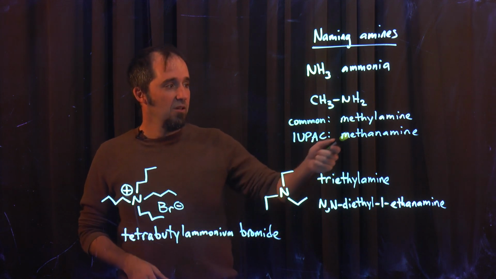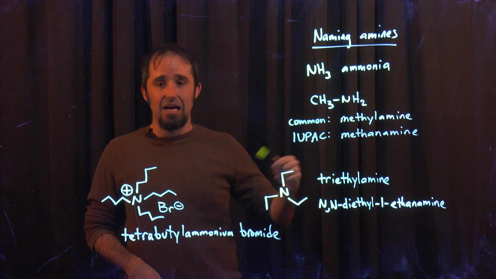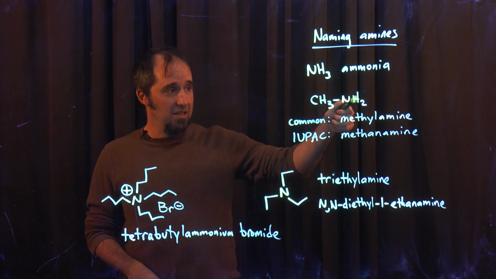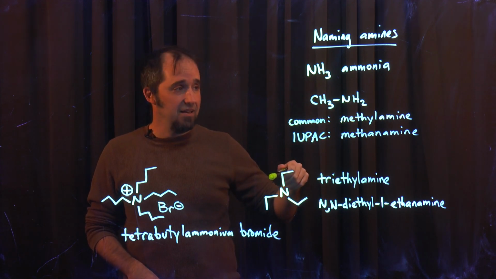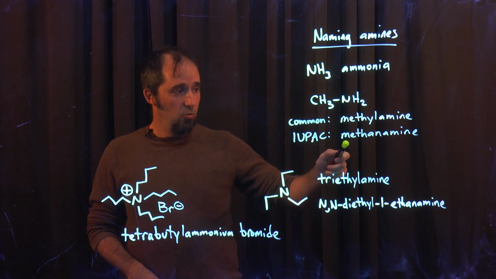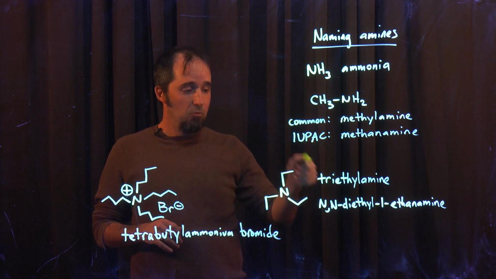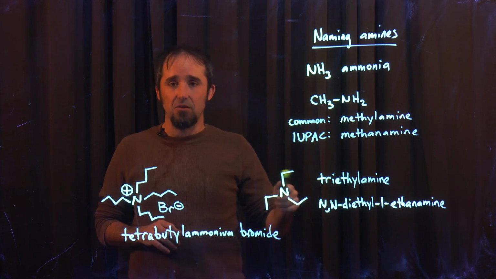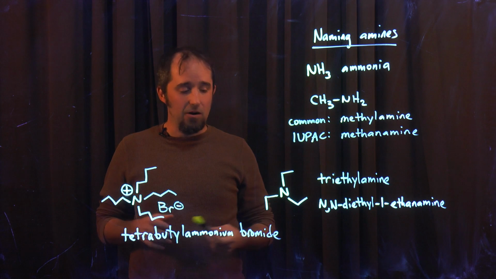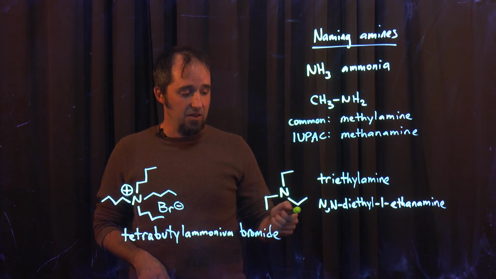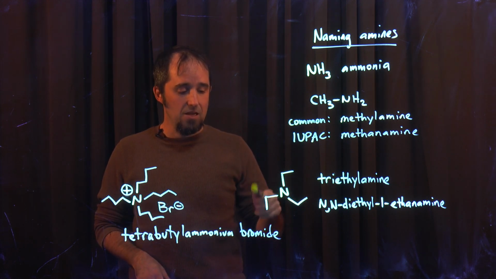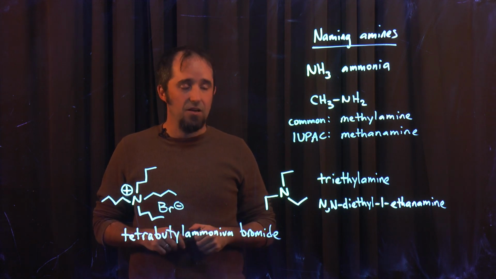In the simple form, we could just call this methylamine in the common nomenclature. So just call it an amine and then name the pieces on it. And then IUPAC would want us to call it methanamine. So it gets more different down here. This is triethylamine in the common parlance, so we would just call it an amine and then name the pieces on it. There are 3 ethyl pieces, so it's a triethylamine.